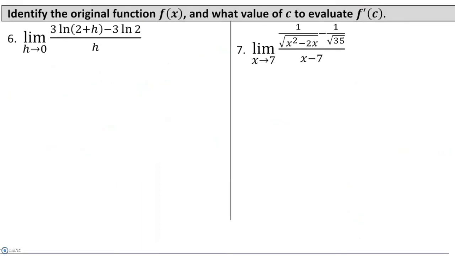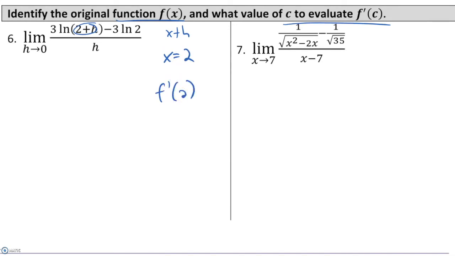And to finish up, I want to make sure you're able to work backwards. Given a limit definition for a derivative, can you identify the original function and where we're trying to evaluate the derivative? So for instance, I see limit as h goes to 0 of 3 natural log of 2 plus h minus 3 natural log of 2 all over h. Well, notice that 2 plus h, that reminds me a lot of my x plus h, except the x now equals a 2. That tells me I have to be evaluating f prime of 2.